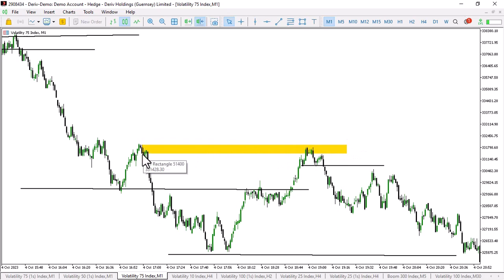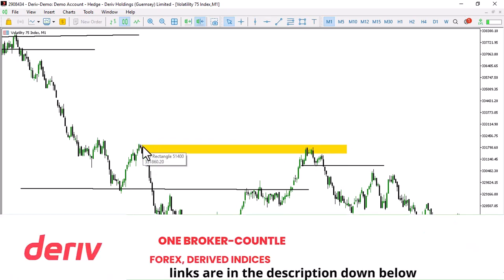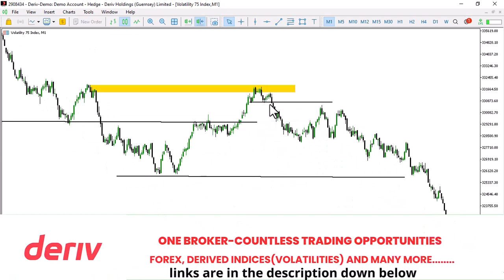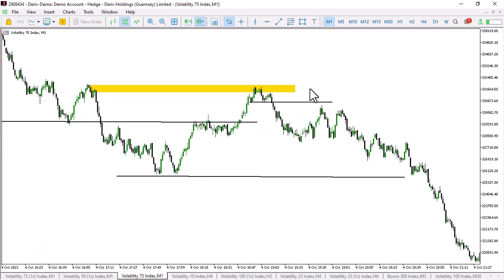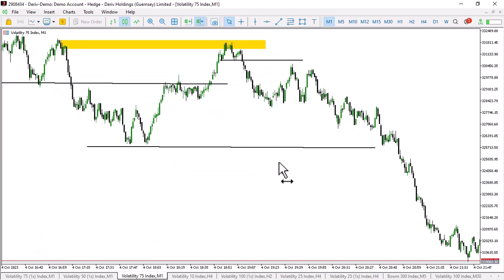So either you could have taken your trade at this particular zone, or you could have waited for a break of structure and a retest. And as you can see in this area, there was no retest. So what are you going to do? No retest, you wait for another break, right? So this was the next break.